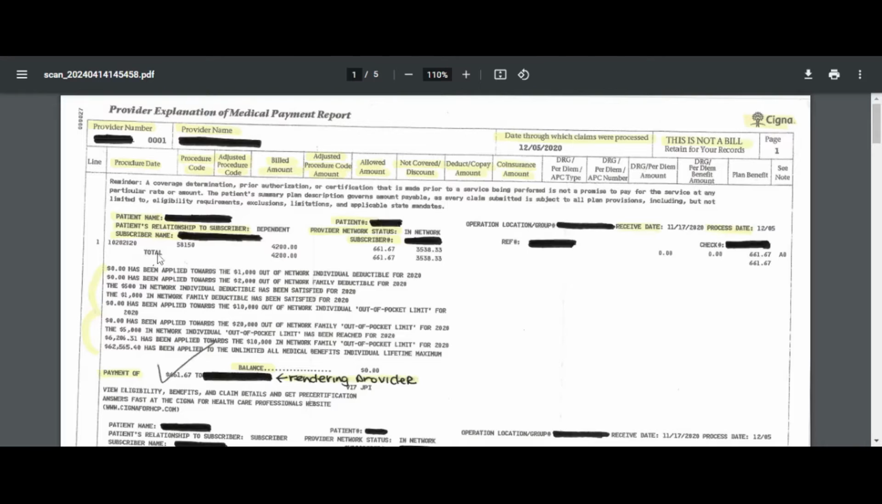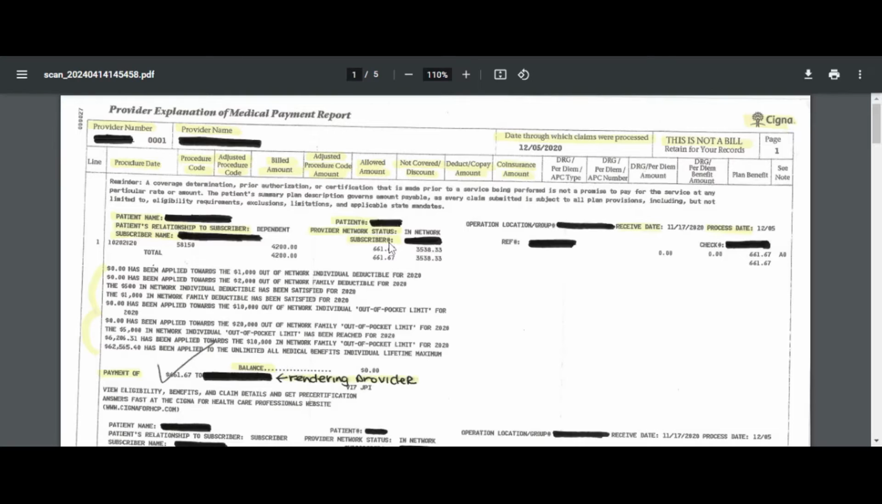Then you have the subscriber's name and the subscriber number. The subscriber's name is the person who the insurance is under. So for example, if you have insurance under your spouse, then you might be the patient. Let's say your name is Jane Doe, and the subscriber might be your husband, his name being John Doe. So those two names will be on the remit. And then the subscriber number is usually the main number.